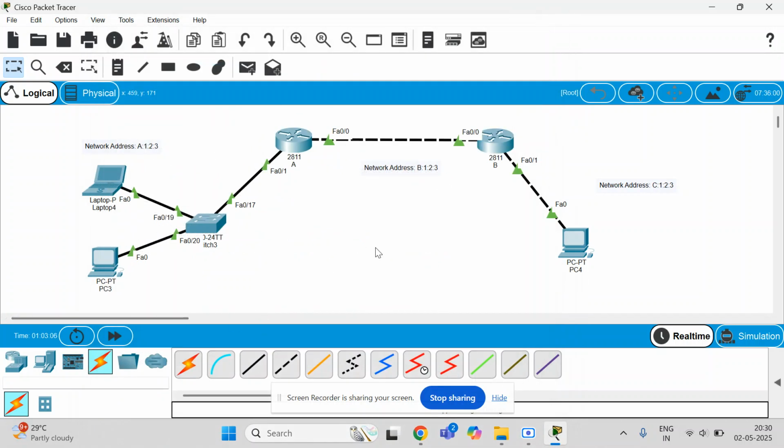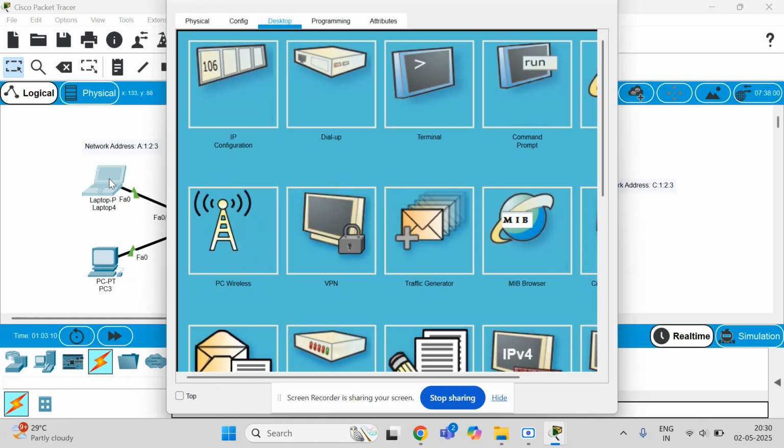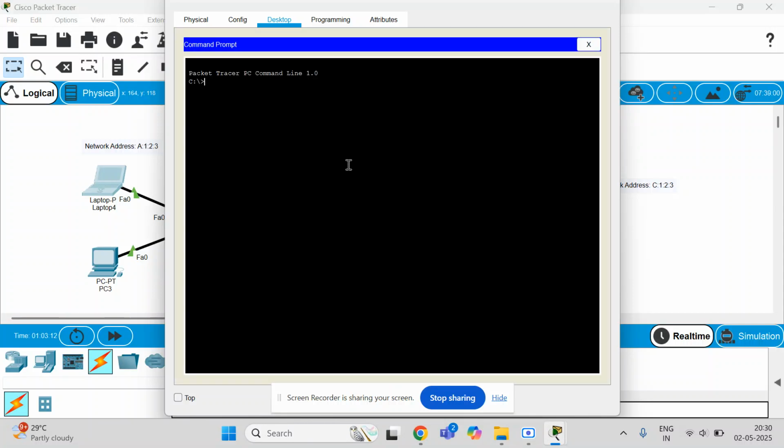Now just check the connectivity between both the networks. So I am opening this machine and I am pinging C colon 1 colon 2 colon 3 colon 2. This is the address of the machine which is connected with the B router. So we will check, RTO comes. Now we have to wait for the next packet's response.